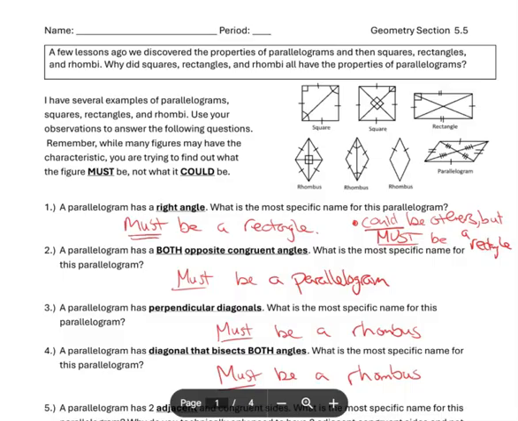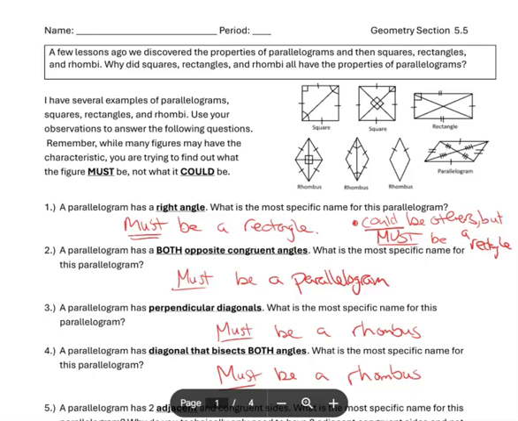Use your observation to answer the following questions. Remember, while many of the figures may have the characteristic, you're trying to find out what figure it must be, not what it could be. So it says a parallelogram that has a right angle. Okay, so a rectangle has a right angle, and a square also has that right angle. Now, a square needs to have more than just the right angle, so that means the most specific we can get is just the rectangle. We cannot say it's a square. Could be others, but it must be a rectangle.